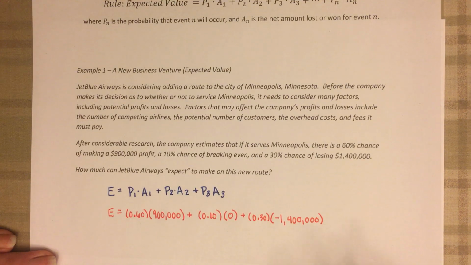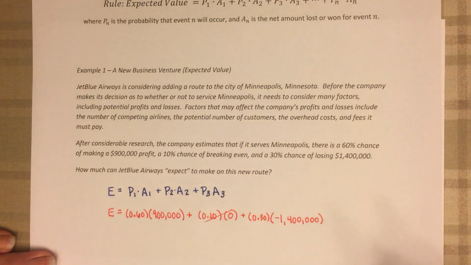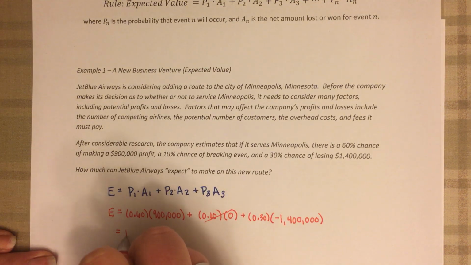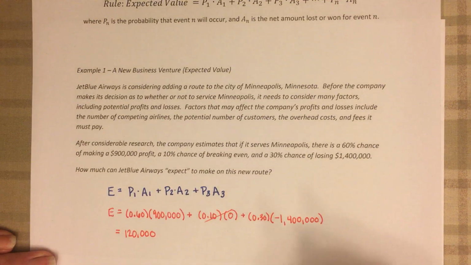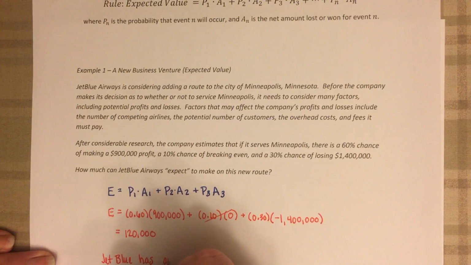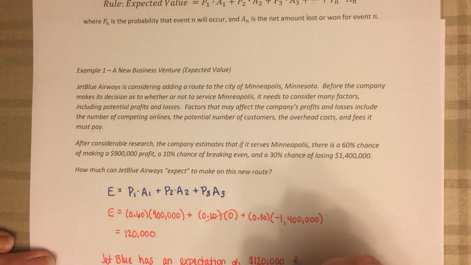As we go through and do the math, we're going to multiply these first two together. Our middle term is going to cancel out because anything times 0 is just 0. Over here, we're going to get a negative number. And this is going to give us 120,000. So in this particular example, JetBlue has an expected value, an expected average annual gain of $120,000 for this particular route. So we're going to say JetBlue has an expectation of $120,000 for this route.